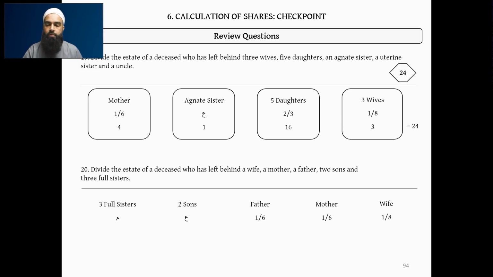So now we see the main thing is that we see 1/8 and 1/6. So we use the 8, multiply by 3, and we get 24. 3 for the wife, 4 for the mother, 4 for the father. The remaining 13 goes to the sons. And that's it.